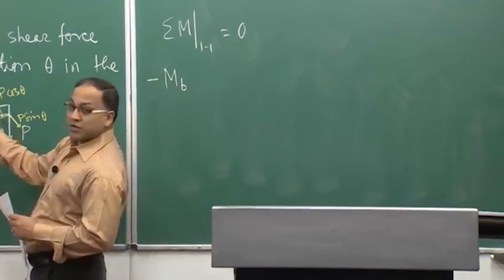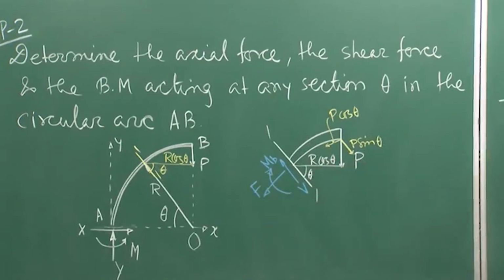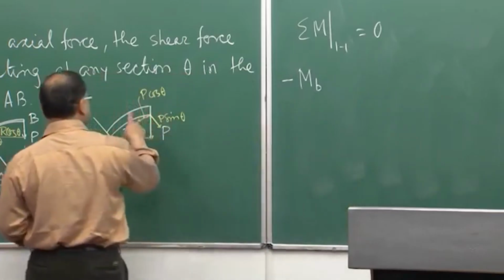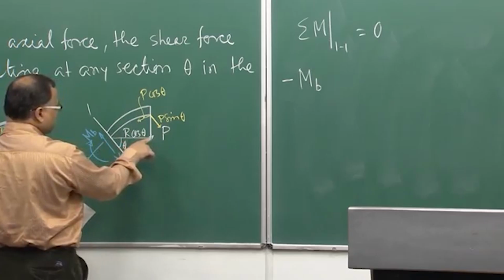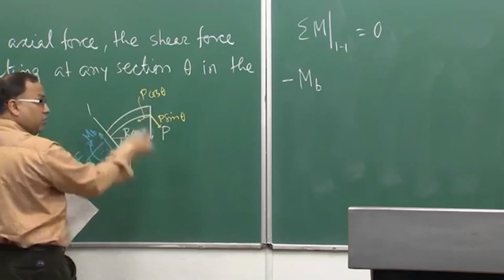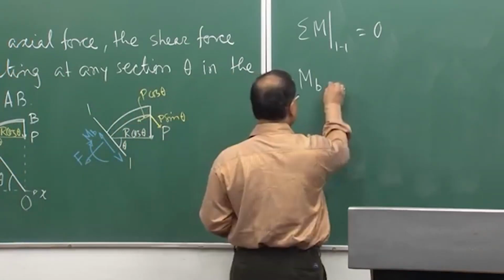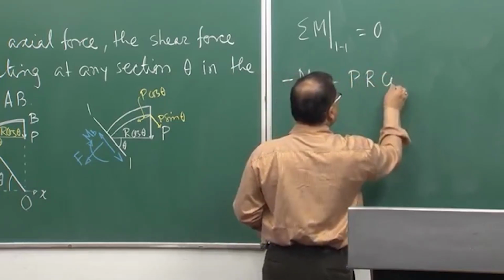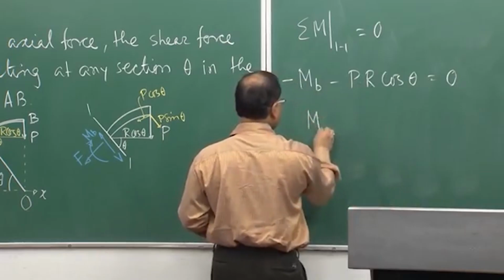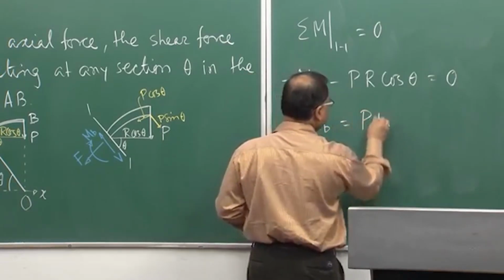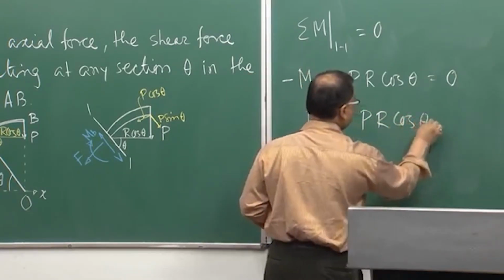So, clockwise moment I am considering negative as per our sign convention, and then this P I am not considering the components, rather this P into R cos theta will give you the clockwise moment. So, minus MB minus PR cos theta is equal to 0. So, from this I can get MB equal to PR cos theta.